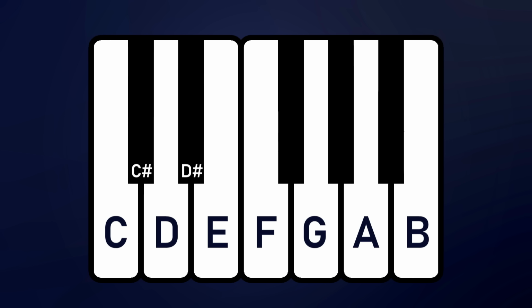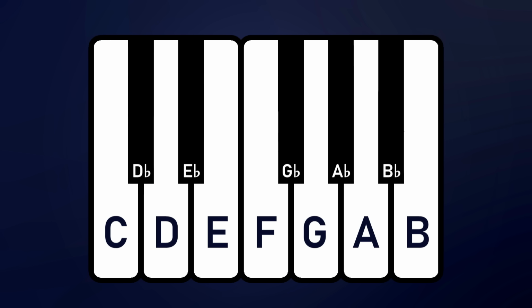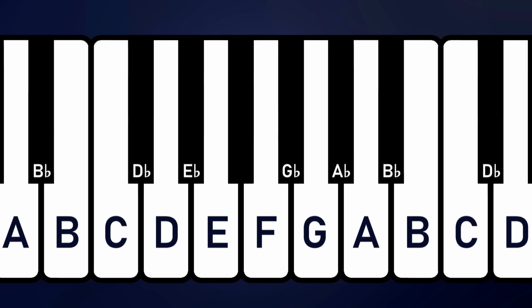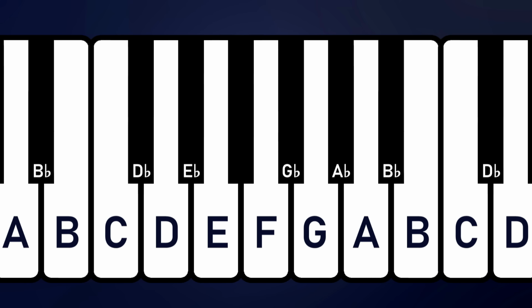Depending on context, they are either the sharp of the note to their left, for example, C sharp, or they are the flat of the note to their right, for example, D flat. But a question that every musician has asked at some point is, why is there no black note in this gap or this gap? Why is there no B sharp and no E sharp? Or why is there no C flat or F flat?